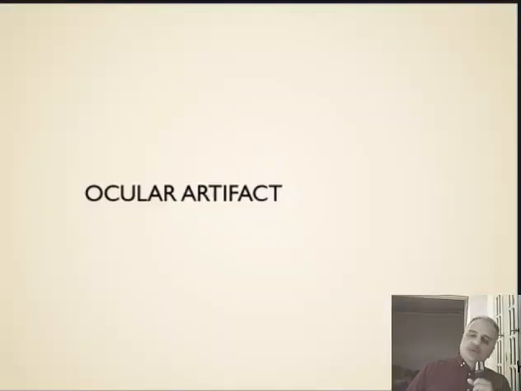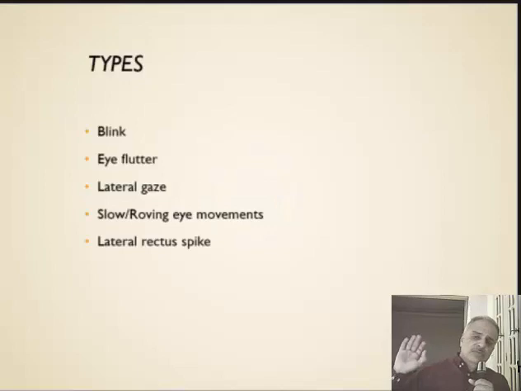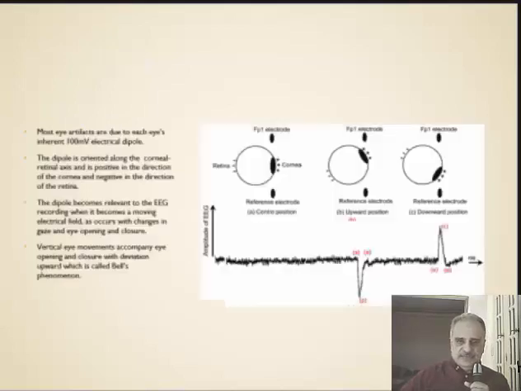Ocular artifact. This is one of the most important physiological artifacts. It includes many subtypes like blink, eye flutter, lateral gaze artifact, and lateral rectus artifact. The eye pole is like a dipole, with a positive side on the cornea and a negative one on the retina. During eye closure, there is Bell's phenomenon, with upward eye rolling, making the positive cornea near the frontopolar electrode. So, frontopolar electrodes will be more positive, giving downward deflection, and vice versa.